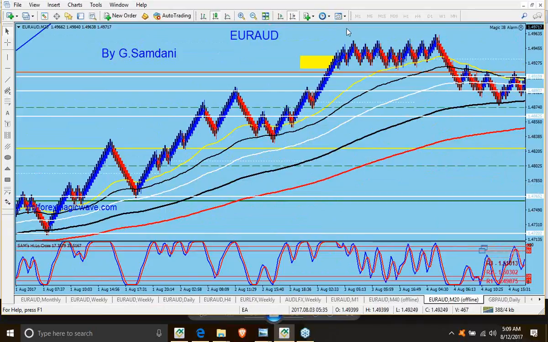Hundreds of pips you can make easily with the guiding chart, like my long-term chart that says, okay, this time it's going to go up. So just keep hitting.